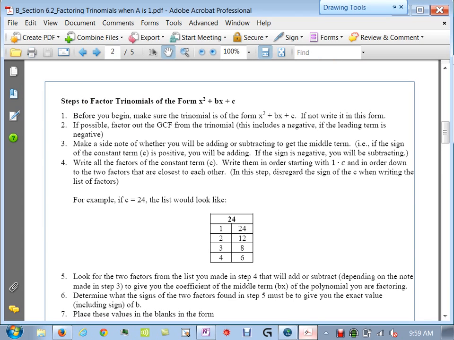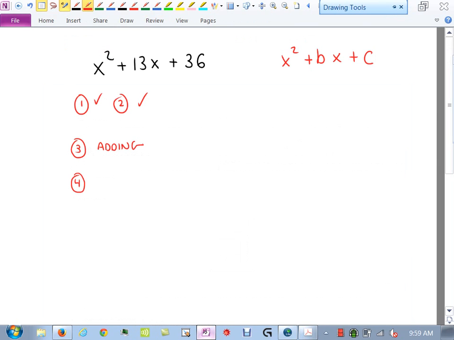Write all the factors of the constant term. This is where we make our table, okay? We're going to make that table now. And what are we going to make the table on in this problem? 36. And I don't care what the sign was. If that was a negative 36, as you'll see in another example, I would not put negative 36. I'm always going to look at just the positive number there. So 36.